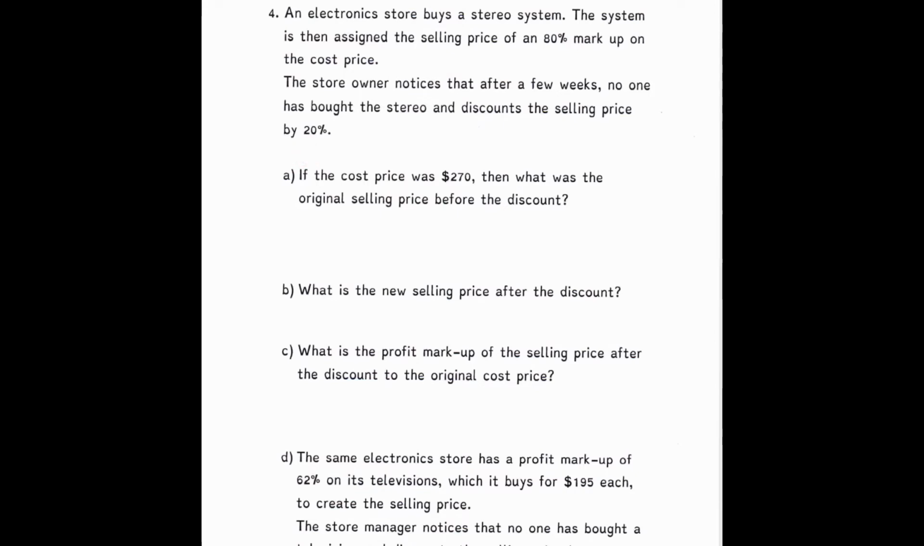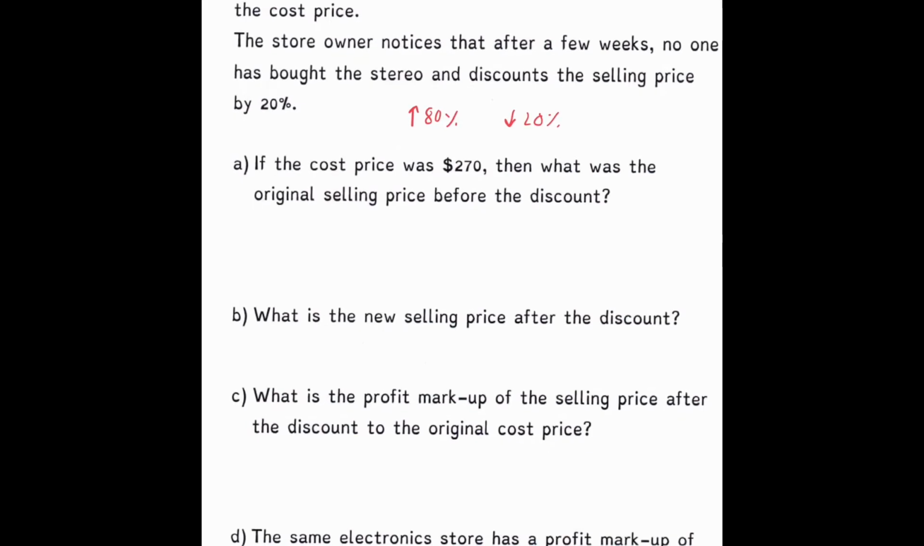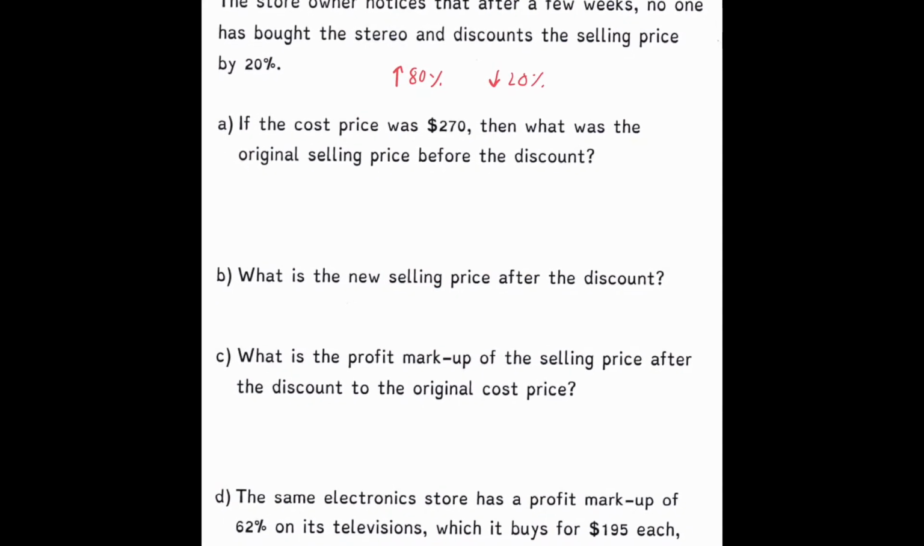Okay, so what's happened is we've gone up 80% and then down 20%. Now what you might think is, well, that's the same thing as going up 60%, because 80 minus 20 is 60. But that will actually give you a very different answer. And you can try that as well if you want to find that. So we'll just do it using 2 steps.